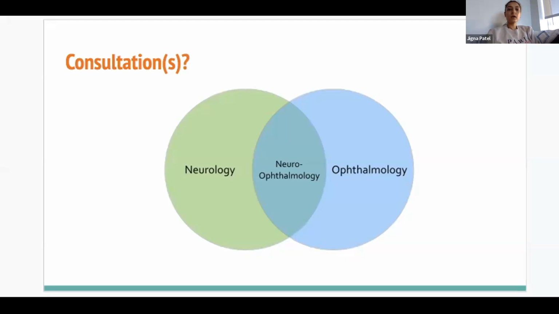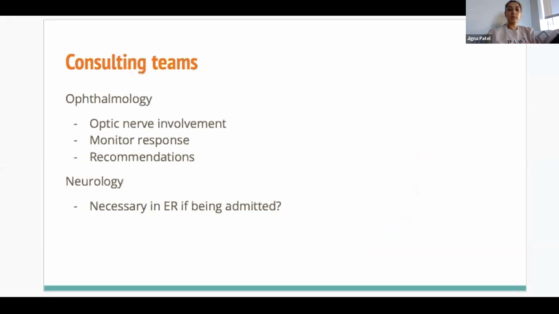Okay, so an ophthalmology evaluation is required to document the severity of the optic nerve involvement and to monitor their response to treatment once it is started. So it's really important that you do get a consultation from ophthalmology just so they can do a full exam and exclude any other optic abnormalities.